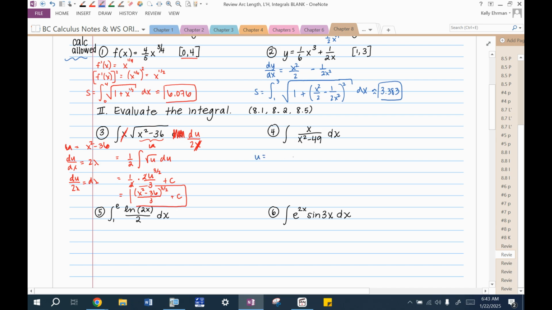We've got u equals x squared minus 49. I wonder if this would also work with partial fraction decomposition. Maybe we'll take a look at that. Du divided by 2x would equal dx. So, yeah, this is okay. Du divided by 2x. X is canceled. This is u. There's a 1/2 now. So now it's 1/2 integral of 1 over u du. And that's 1/2 times the natural log of the absolute value of x squared minus 49 plus c.